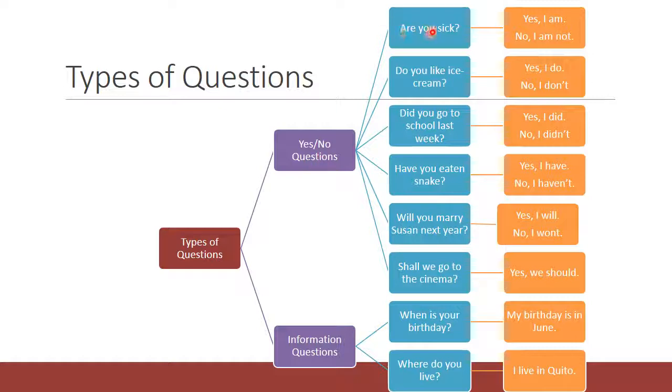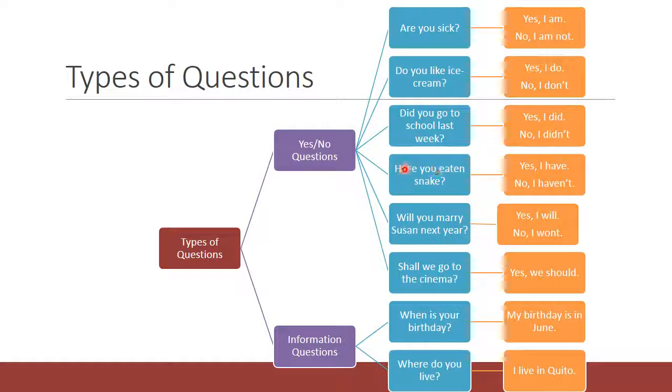Are you sick? Using the verb to be. Yes, I am. No, I am not. So here we can check the affirmative and negative short answers. Do you like ice cream? Yes, I do. No, I don't. Did you go to school last week? In this case, we're using simple past. Yes, I did. No, I didn't.